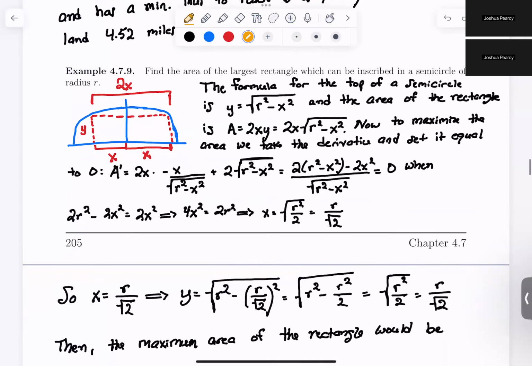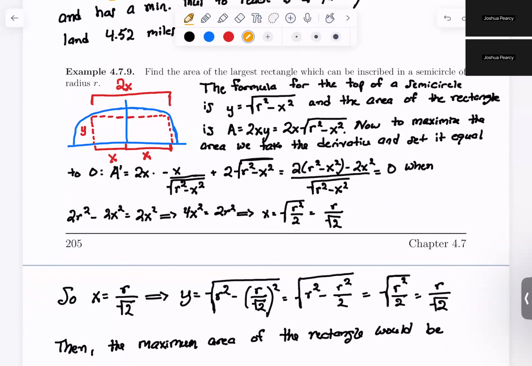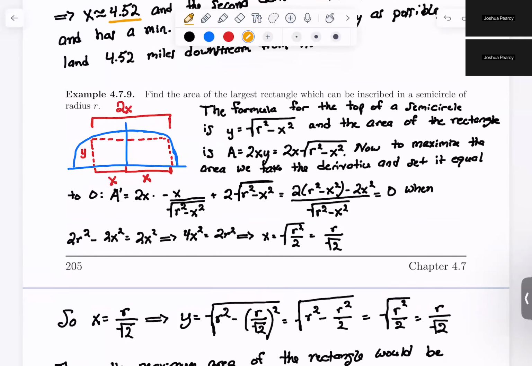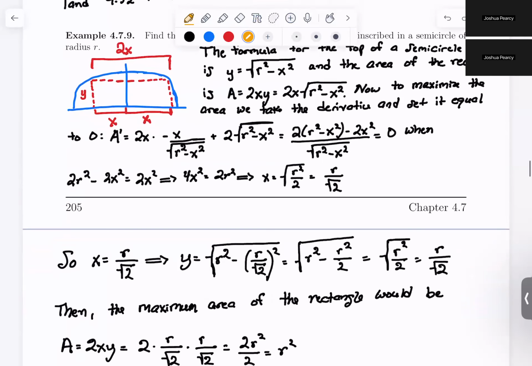And the area of a rectangle, we know the formula, right? It's length times width. So I needed to figure out what was the length of the rectangle and what was the width. Here's the length: it was x plus x, or 2x. The width was y. Based on my formula for the semicircle, I have y in terms of x, and we can think of this r here as just a constant. So we plug this expression for y into the area formula, and we get 2x times the square root of r squared minus x squared.